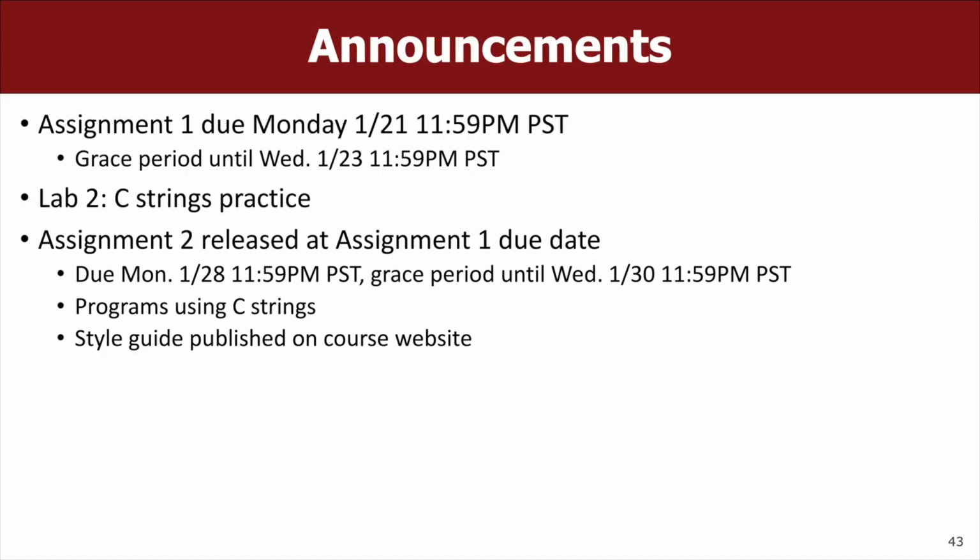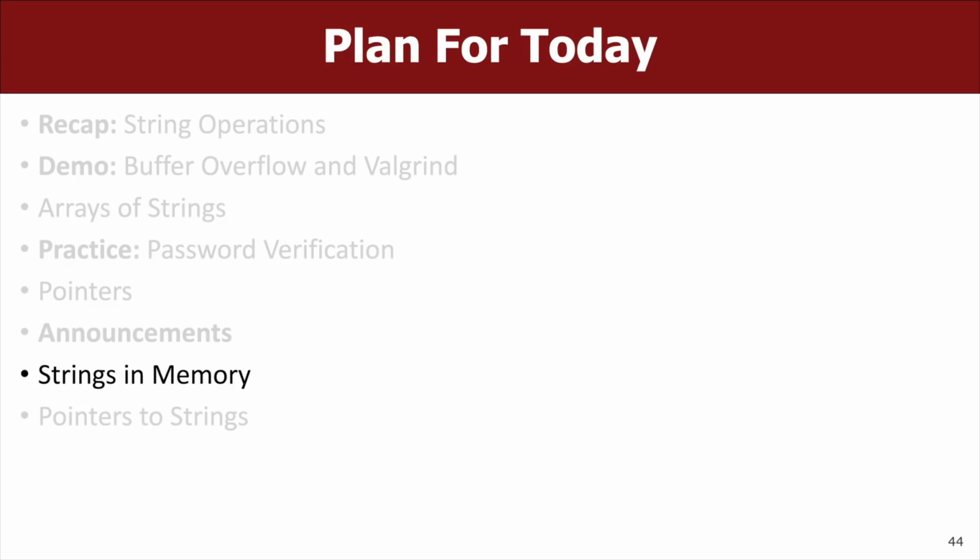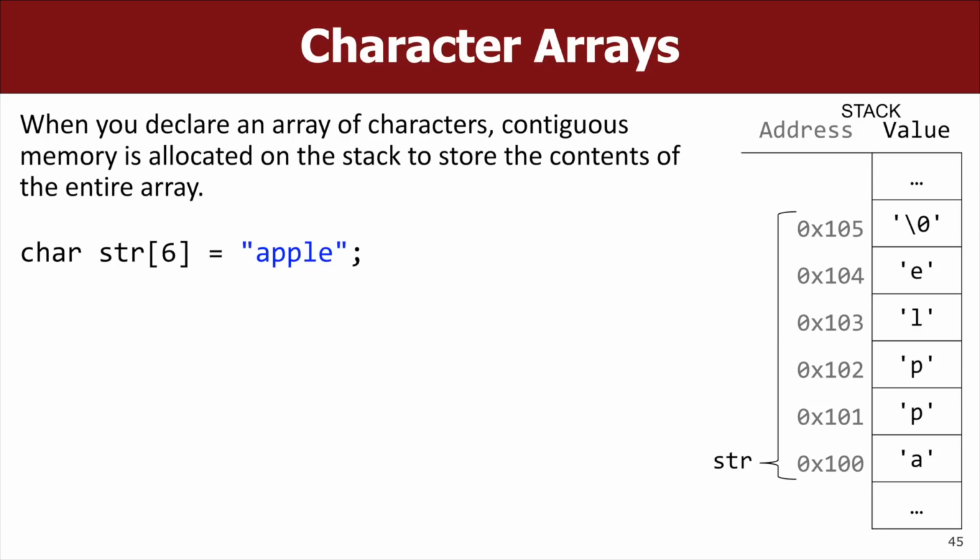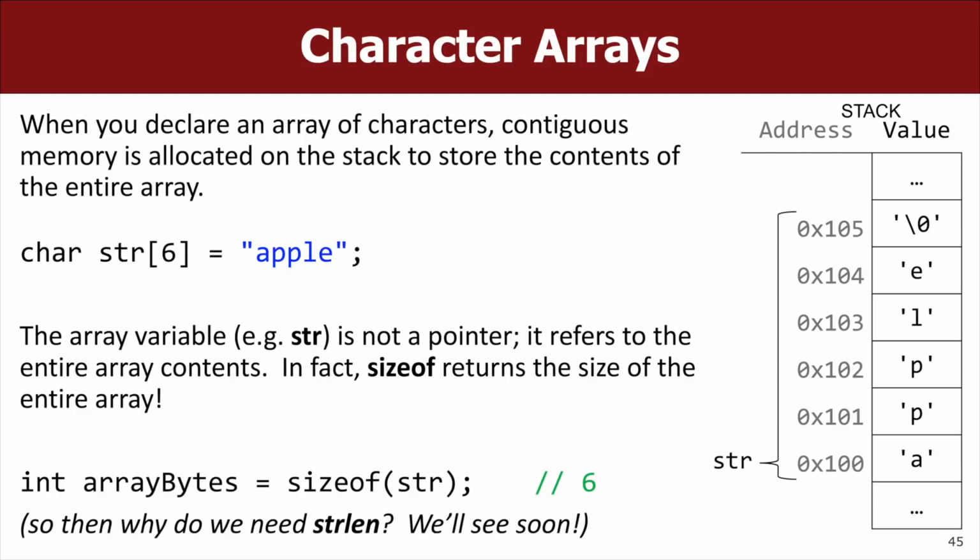So let's talk about the next topic for today, which is how strings are represented in memory, now that we've reviewed our understanding of pointers. So in C, when you declare an array of characters, contiguous memory is allocated on the stack to store the contents of this entire array. What this means is that there's enough memory allocated on the stack to store every character in the string, including the null terminating character. And the variable for the array refers to the entire array contents.